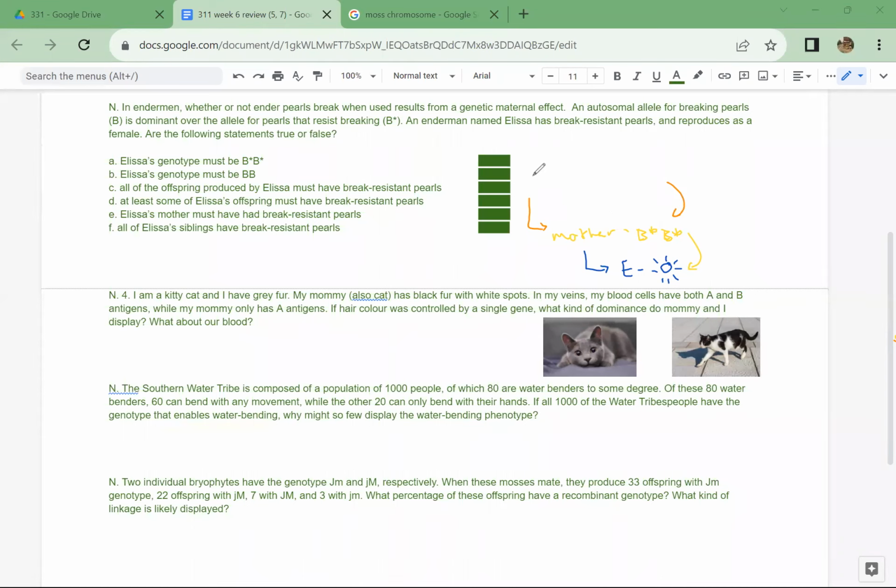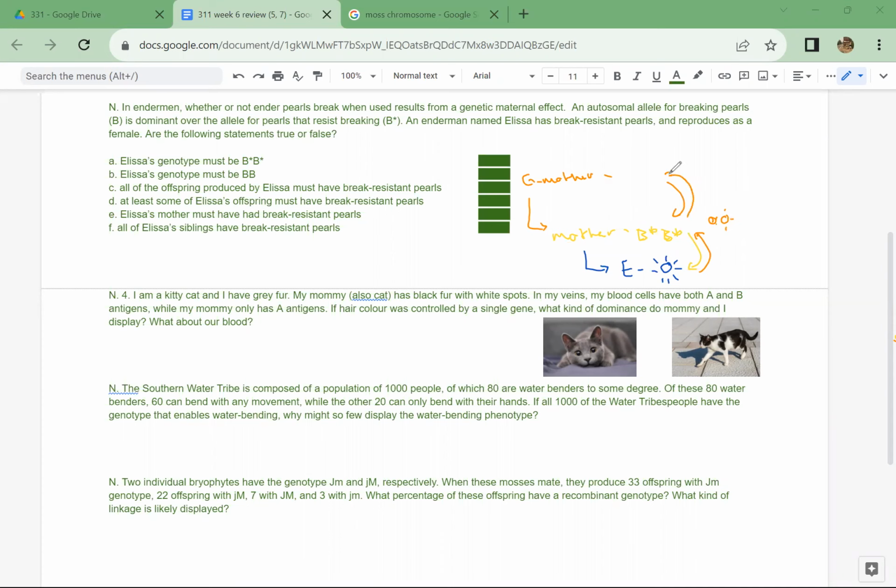So we have the grandmother. The grandmother of Elisa is the mother of Elisa's mother. Makes sense. Sorry, I've been talking for a long time. So we are only given information about Elisa's phenotype. And from that, we are able to infer Elisa's mother's genotype. But we don't know anything about Elisa's mother's phenotype, whether or not her pearls are breaking or break resistant.